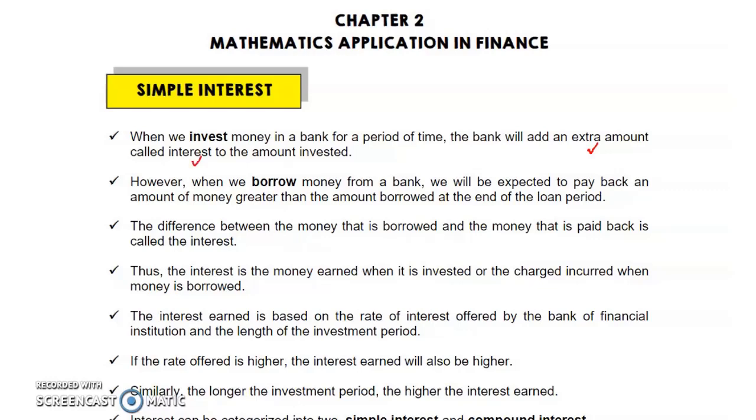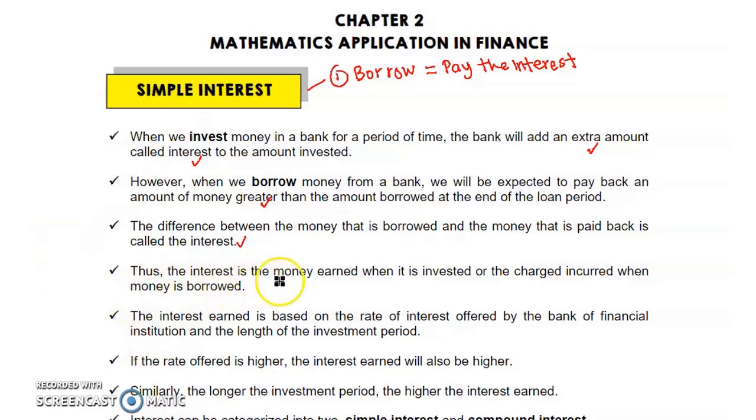However, when we borrow money from a bank, we will be expected to pay back an amount of money greater than the amount borrowed at the end of the loan period. The difference between the money that is borrowed and the money that is paid back is called the interest. So if we borrow money from a bank, we need to pay the interest.